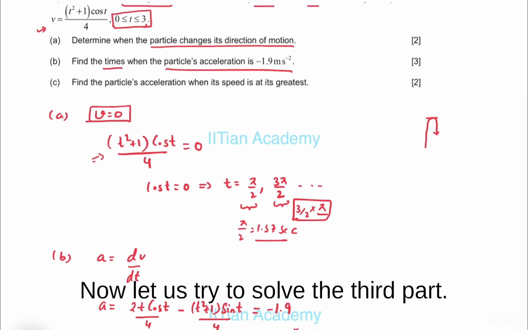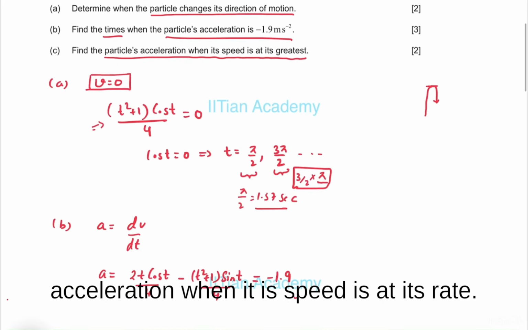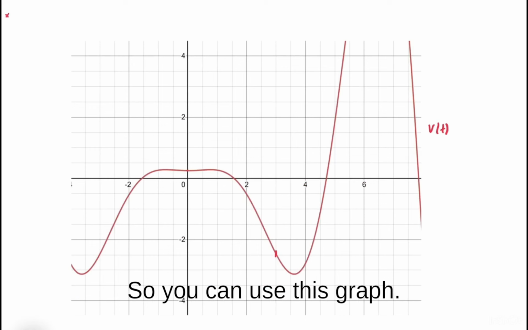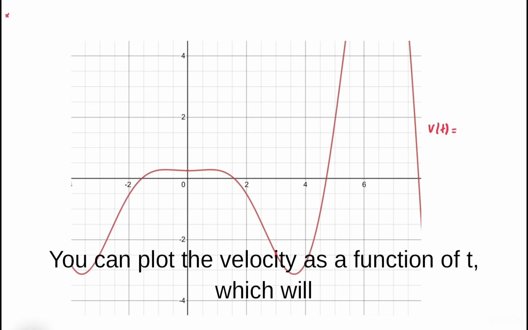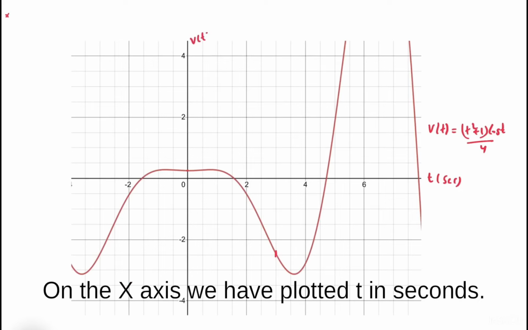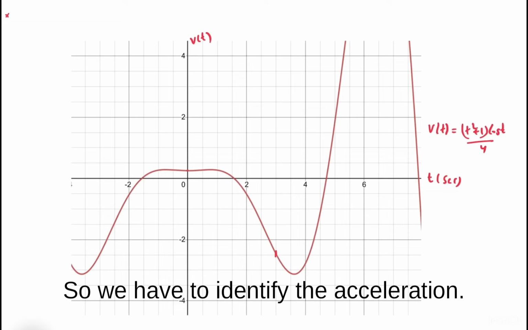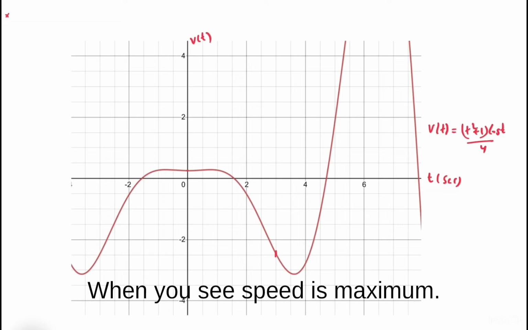Now let us try to solve the third part. In the third part, we have to find the particle's acceleration when its speed is at its greatest. So you can use this graph. You can plot the velocity as a function of t, which will be (t square plus 1) into cos t divided by 4. On the x-axis we have plotted t in seconds, and on the y-axis we have the graph of velocity. So we have to identify the acceleration when its speed is maximum.